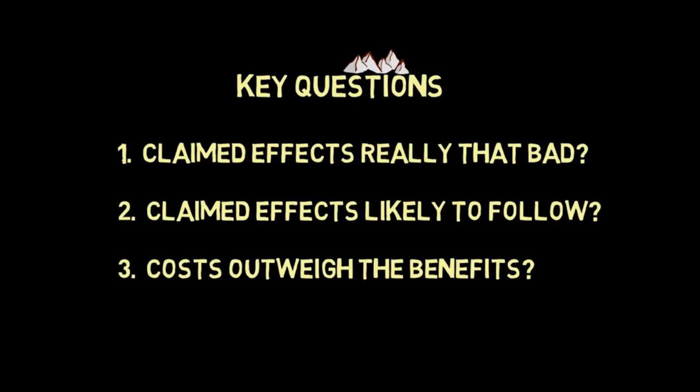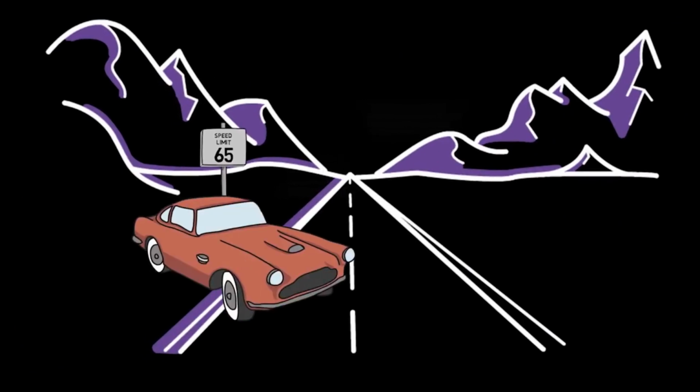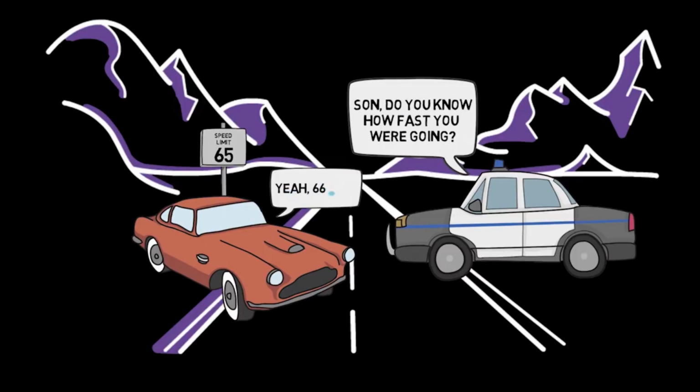Now that we have a good sense of how to identify and respond to slippery slope arguments, let's consider a slightly different version of them. Suppose I'm driving 66 miles per hour on the freeway, and I'm pulled over because the speed limit is 65. I might argue to the police officer that I shouldn't get a ticket, since going only 1 mile per hour over the limit is insignificant.